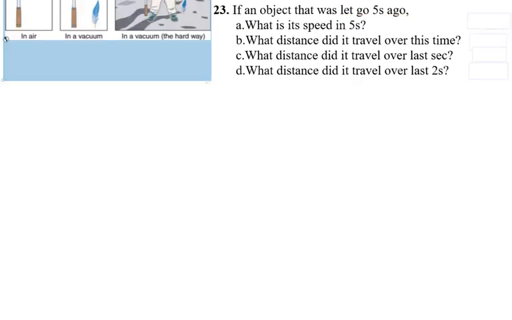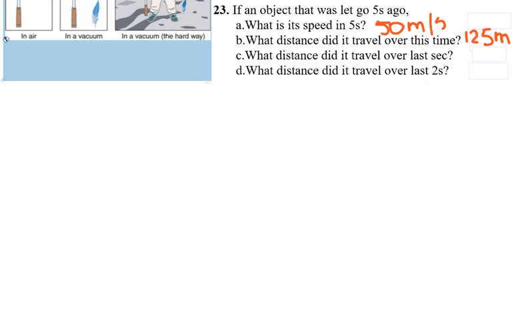So here's one more question. If an object was let go 5 seconds ago, what is its speed? So here we know this is 50 meters per second. What distance did it travel over this time? So I have initial velocity is 0, final velocity is 50, average velocity is 25, and 25 times 5 seconds gives me 125 meters. Yes, I want you to be able to solve these questions in your head.